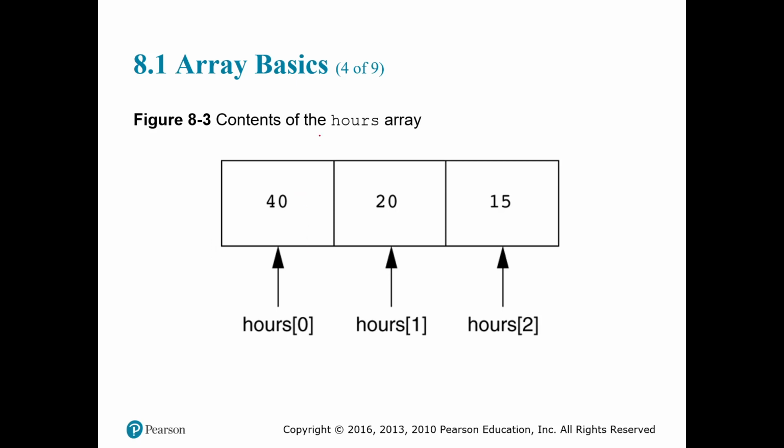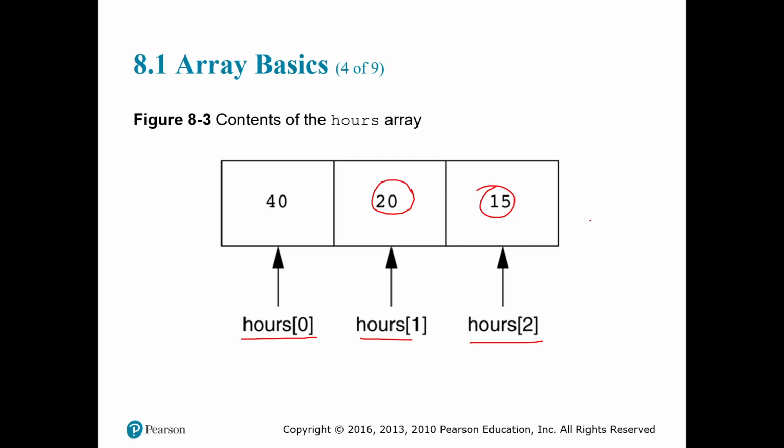Here's an example of the hours array. So we have an array called hours, also consisting of integers. And as you can see here, this is how I imagine it in my head personally, like each block, and each block is connected to the other block that's in front of it and behind. So element at position 0, our first element, is 40. Then our second element at position 1 is 20. And then our third element is 15.